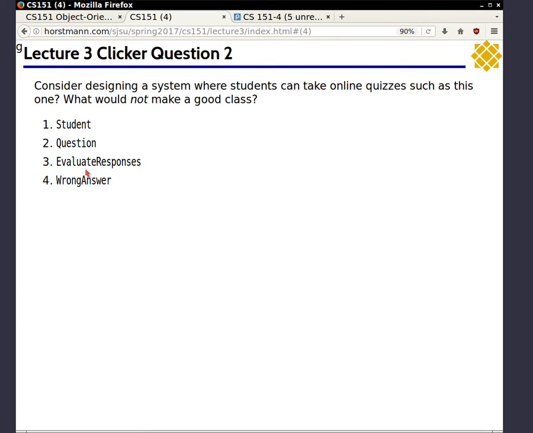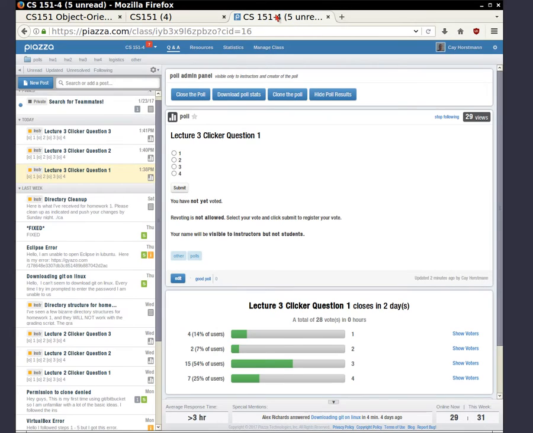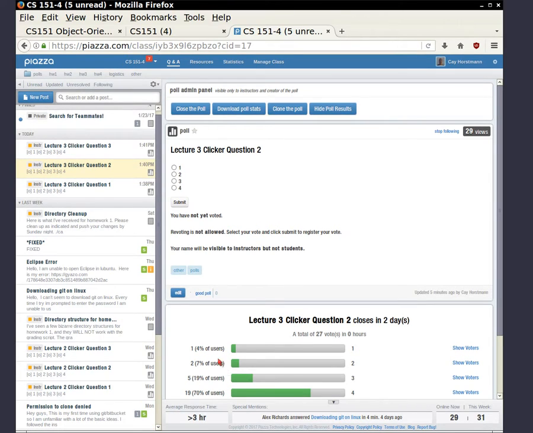All right, so let's see what we're doing over here. All right, so here the vast majority of people dislikes the 4th one, and some number of people dislike the 3rd one. So let's look at what those are.